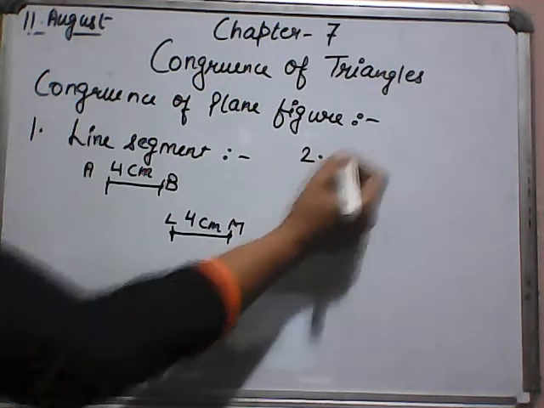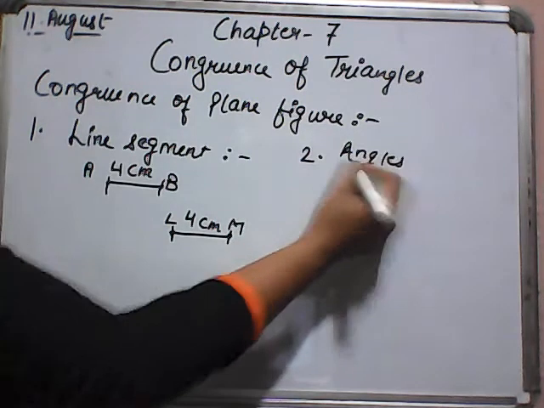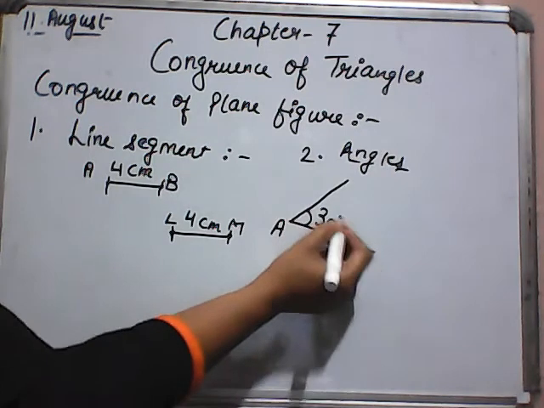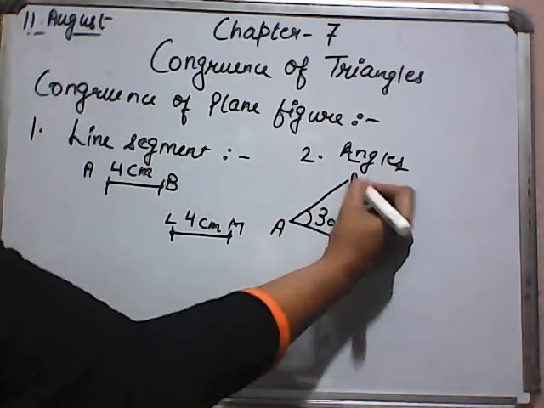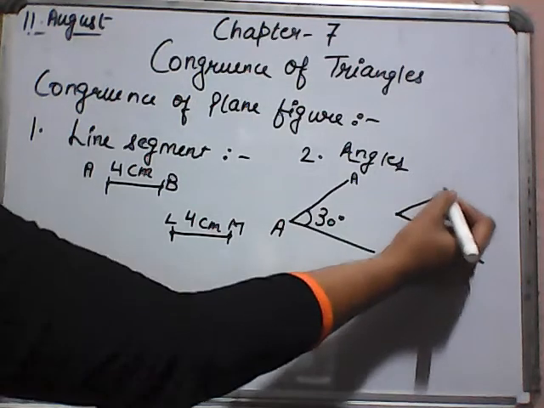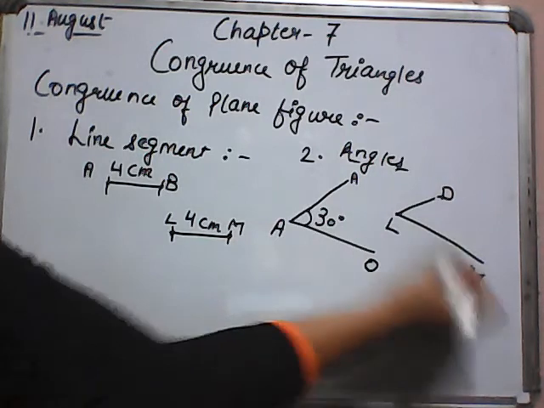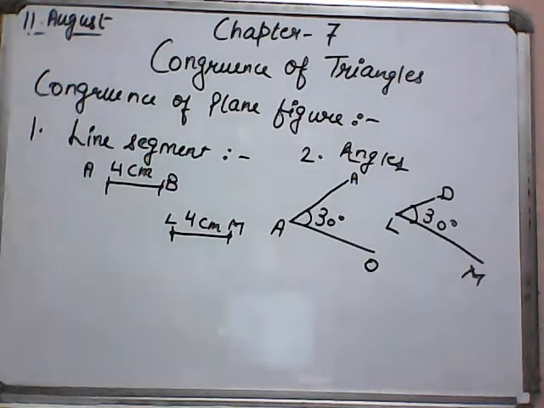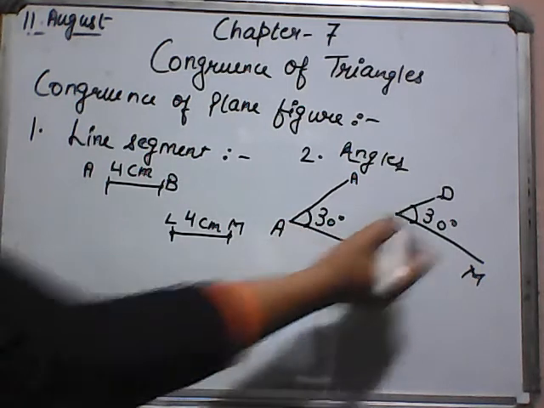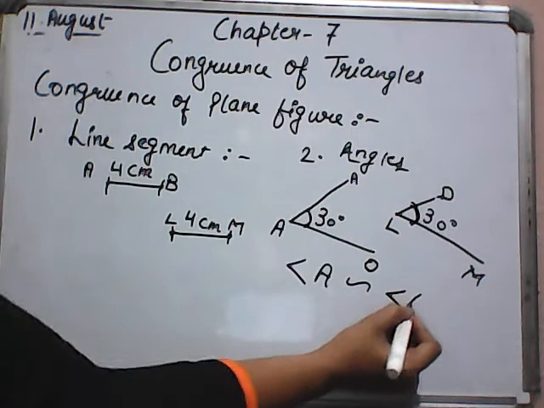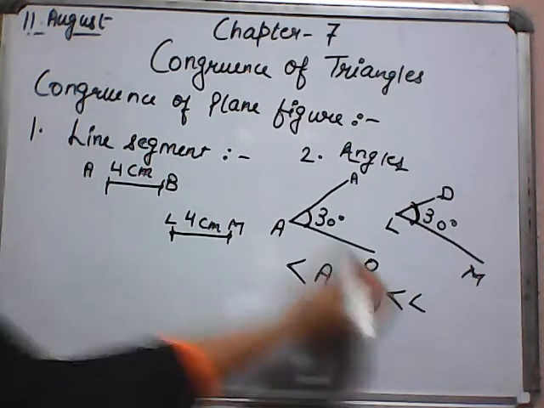Next one is angle. When are two angles said to be congruent? Suppose it is angle A, 30 degrees. It is another angle, 30 degrees. Two angles are said to be congruent if their measurements are the same. Here angle A is 30 degrees, angle L is 30 degrees. So we can say angle A is congruent to angle L. It is the sign of congruent.